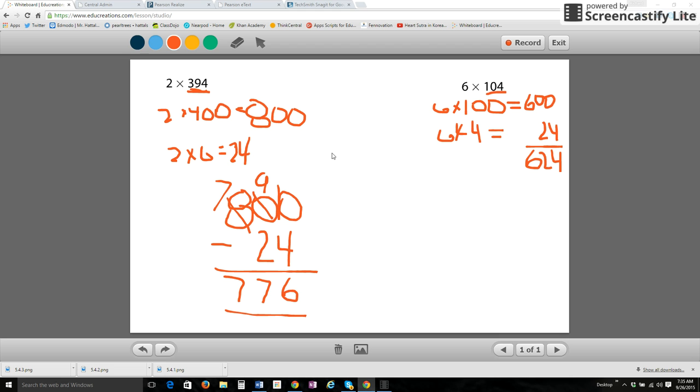All right, so this is called compensation, and it's important to know that if, to make it easier, you increase the number, if you go larger, you have to subtract from this answer. In this case, we made it smaller, so we had to add. We actually had to add the 24 here. All right, so that's compensation. Hope this helps.